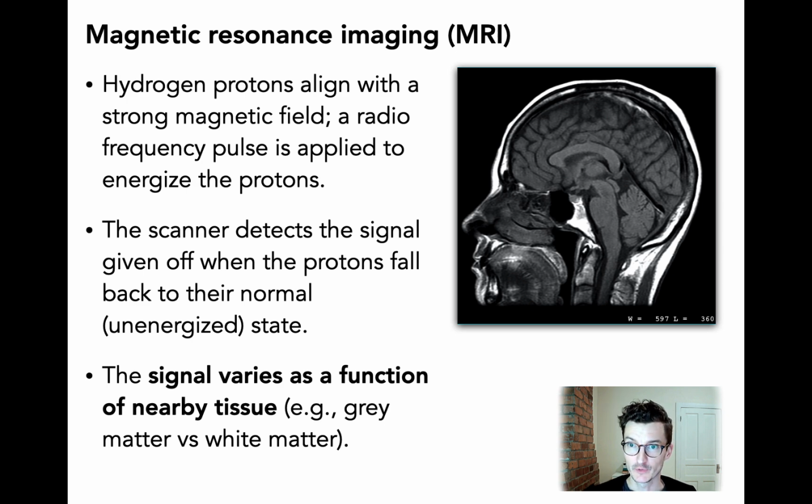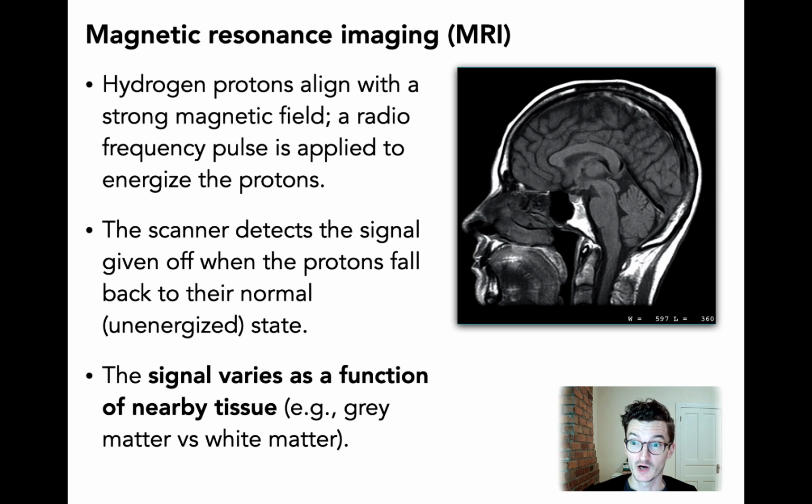And we can do either structural MRI, so taking static pictures of the brain, that's what you see on the slide here, or functional MRI, where we're basically taking movies of brain activity. And MRI is based on this idea that if you're placed in a strong magnetic field, the hydrogen protons in your body will all line up. If we energize them, when they fall back down, they give off a signal.